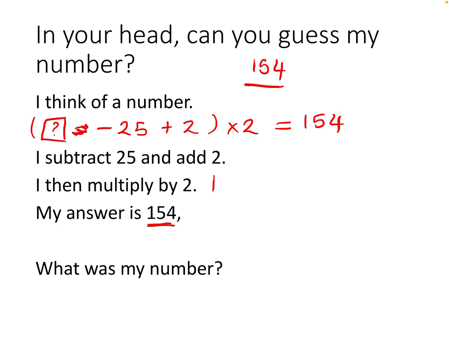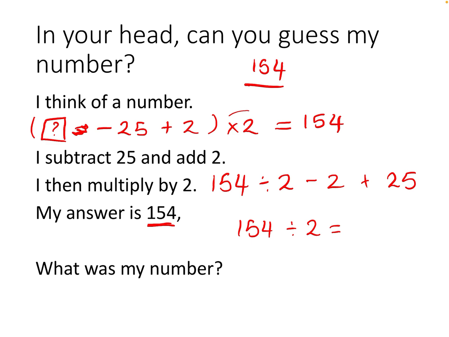Okay, so let's start with 154. So this is multiplied by 2. We're going to do the inverse of that, so that's going to be divided by 2. And then, instead of adding 2, we're going to take away 2, and then we're going to add 25. So let's break this down even further. Let's get our 154, and let's just divide it by 2.